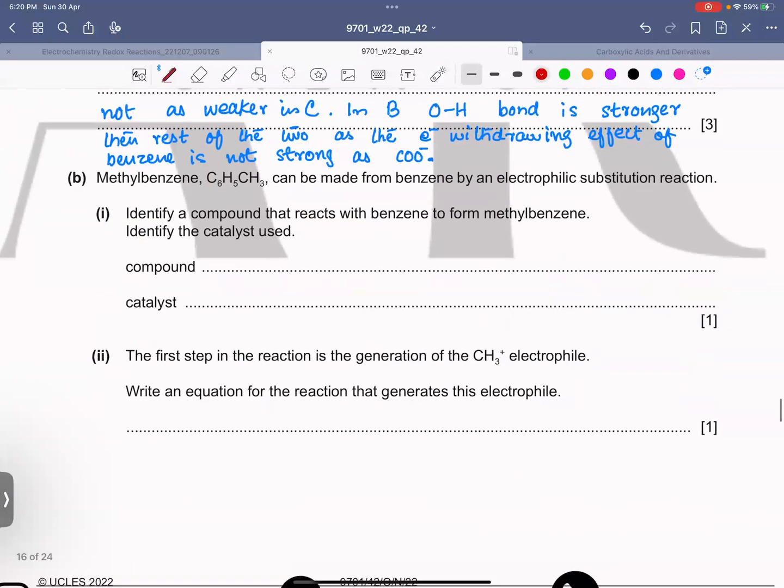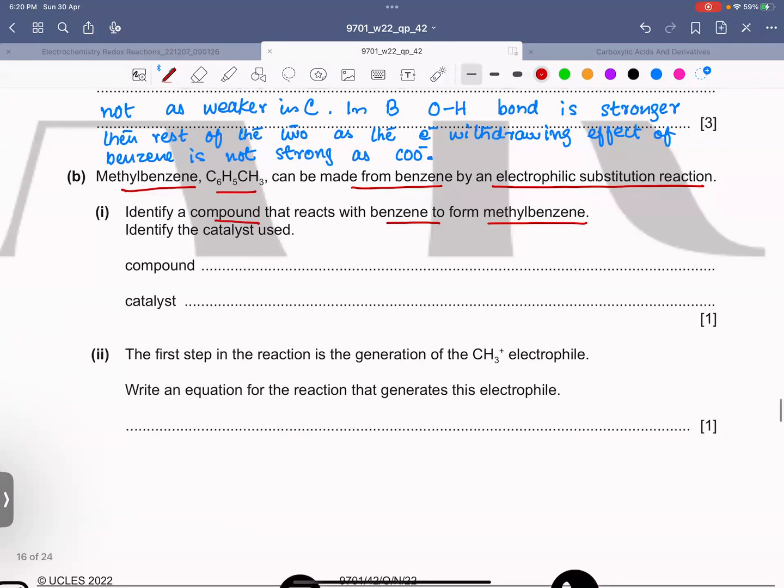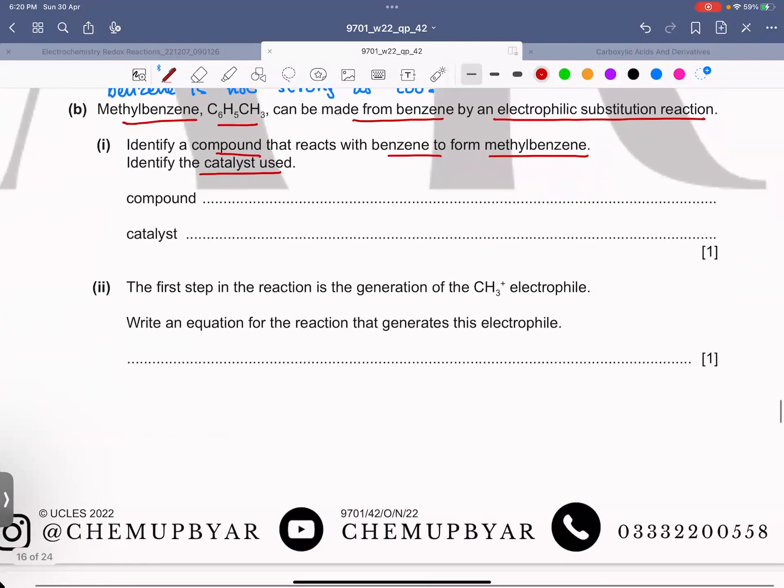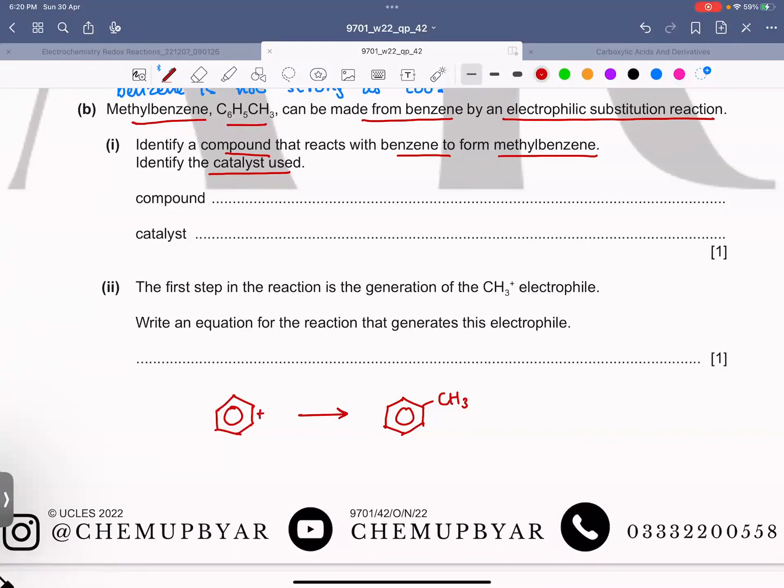Okay. Now part B. Methyl benzene can be made from benzene by an electrophilic substitution reaction. That is the common reaction. Identify a compound that reacts with benzene to form methyl benzene. Identify the catalyst used. So if you recall, here we have a benzene and we have to make methyl benzene. Who is going to tell me which compound we will use? Isn't it we react it with chloromethane? Yes, very good. And the catalyst that we use is normally aluminium chloride, AlCl3, and more specifically, you can write anhydrous AlCl3.